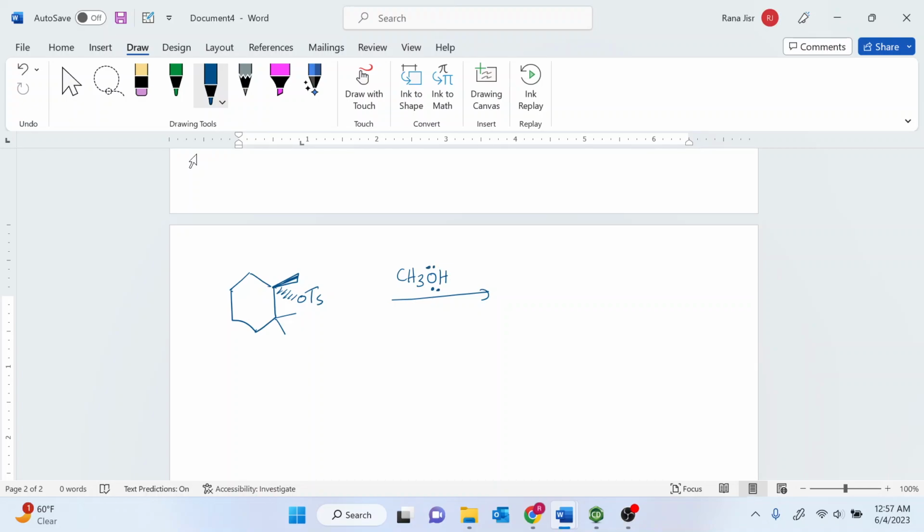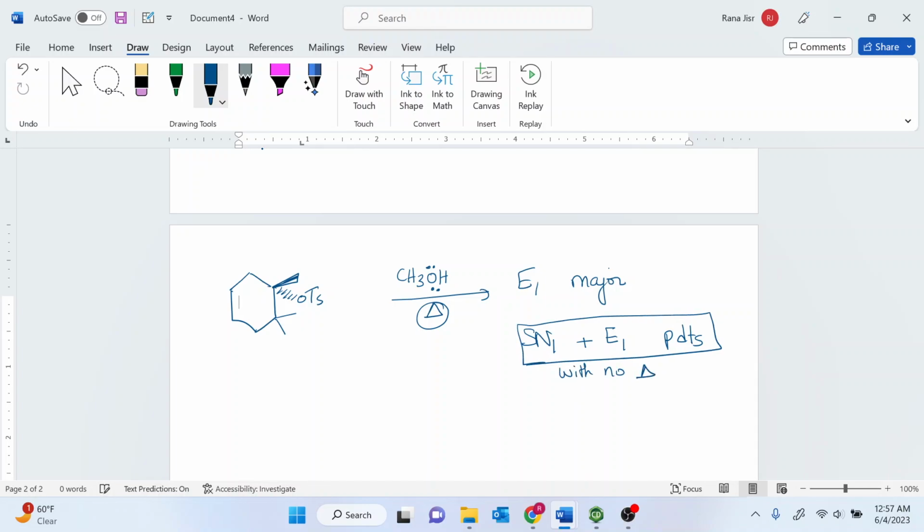If we specify that we're using heat, then E1 is going to be the major product, and you don't even have to mention the SN1. However, if we don't use heat, so if there's no heat, you can go ahead and write down both the SN1 and the E1 products, both of them. So these two with no heat.